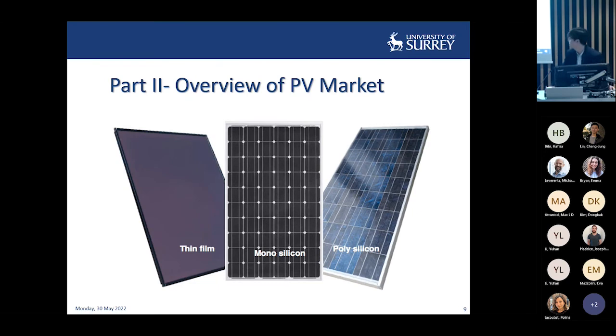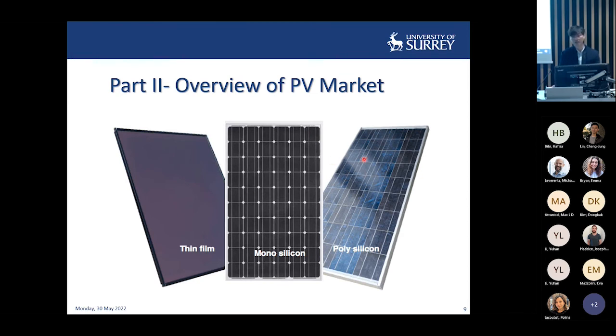Here I'm going to briefly talk about an overview of the PV market. As you can see from this image, we have thin film, monocrystalline silicon and polycrystalline silicon. On the roof or in commercial PV installation areas, you will most often see these two types of silicon PV panels. Thin films are rarely installed. I don't think we often see thin film panels in nearby areas. They were only installed in the very early stage of development, and they are no longer produced in large quantities.